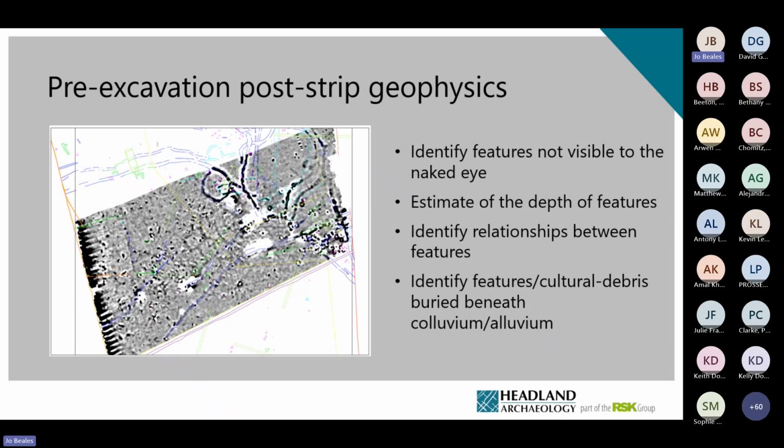So we're using it to identify features that weren't obviously visible either in the previous geophysics or to the naked eye. We can use it to estimate the depths of features and the relationships between them, and areas where there's cultural debris beneath colluvium and alluvium. We're also using it to identify concentrations of anthropogenic material and burnt material within features, so we can do more targeted excavation slots within the site.